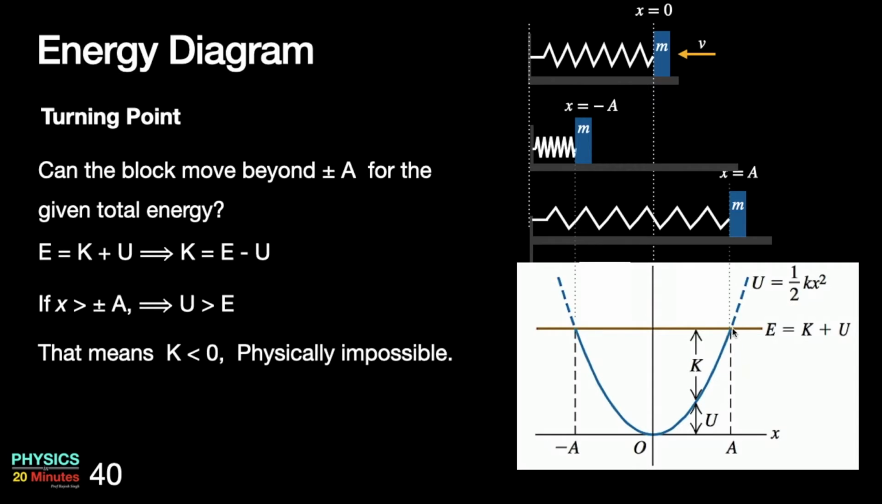So the particle can never go into this domain towards the right side of A and towards the left side of minus A. The particle can never go in those areas. So these 2 points, plus A and minus A, are called turning points. So the particle will go up till A and then come back. The particle will go up till minus A in this direction and return back. Minus A and plus A are the turning points of the system.